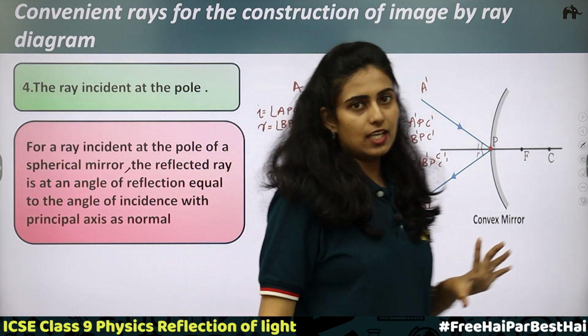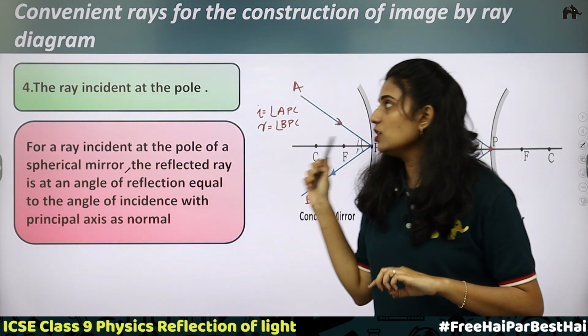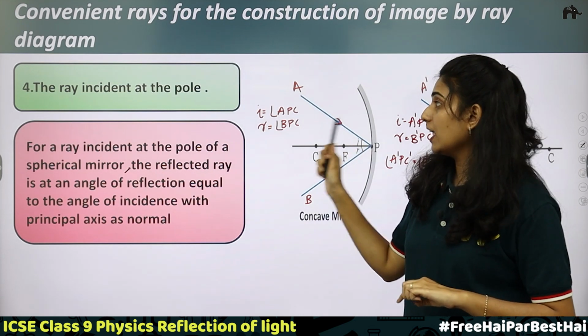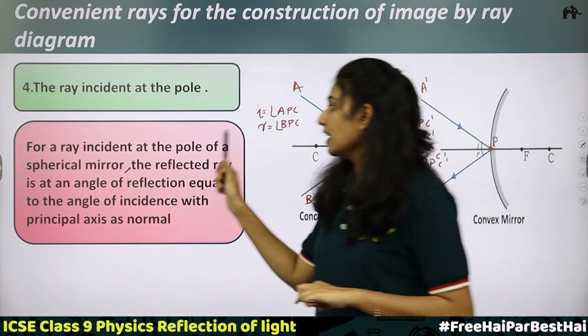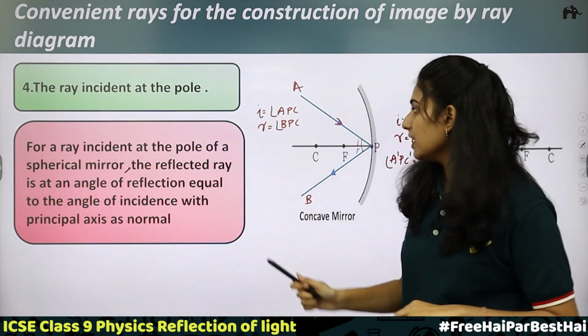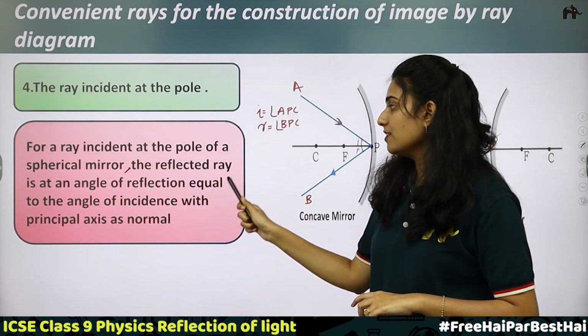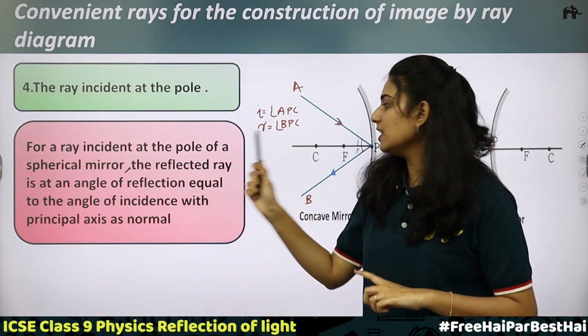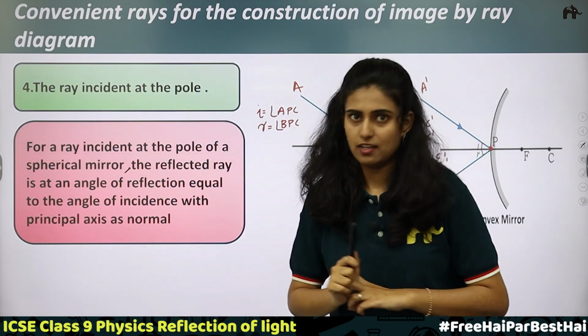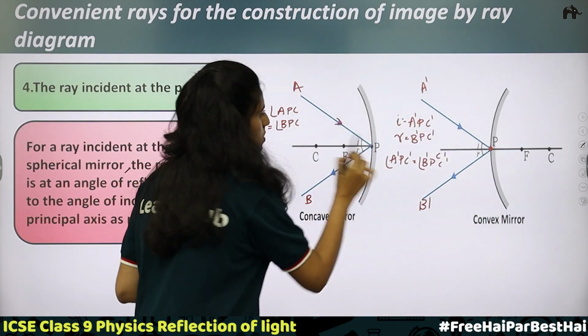Okay, so this is a case of a light ray which is incident towards a pole. The ray is incident at the pole. For a ray incident at the pole of a spherical mirror, the reflected ray is at an angle of reflection equal to the angle of incidence with the principal axis as normal. So here the principal axis will be the normal.